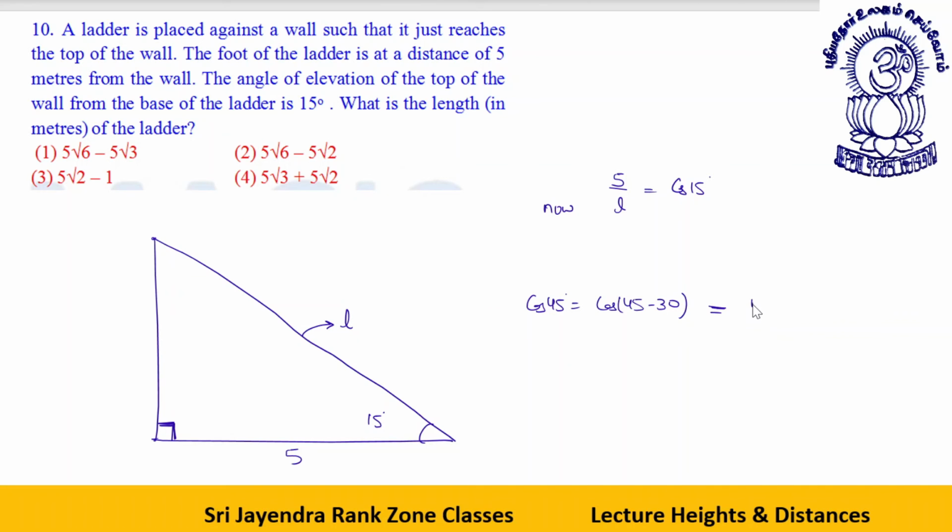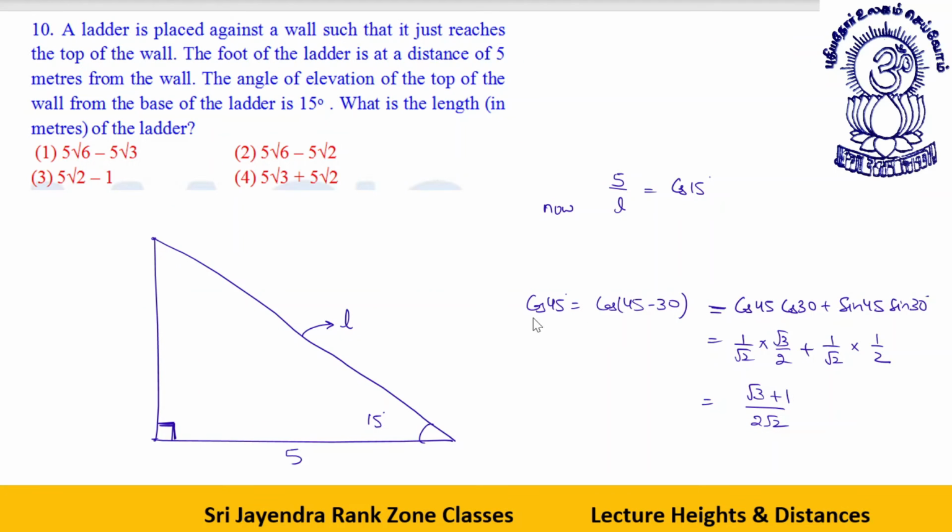What is cos 45 minus 30? This is cos (A minus B), which is cos A cos B plus sin A sin B. Cos 45 is 1 by root 2. Cos 30 is root 3 by 2, plus sin 45 is 1 by root 2. Sin 30 is 1 by 2. So you have root 3 plus 1 by 2 root 2.